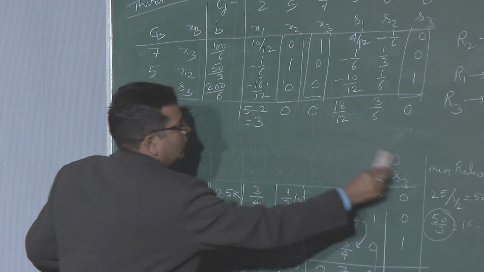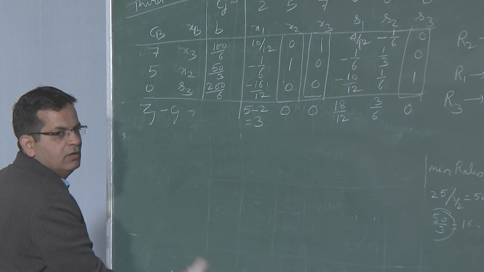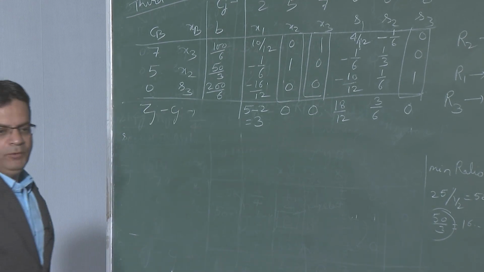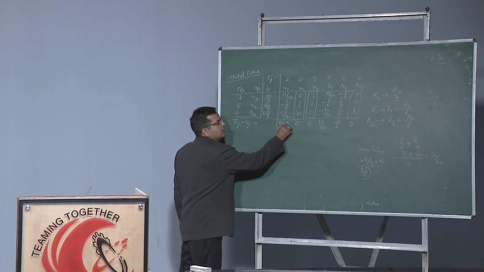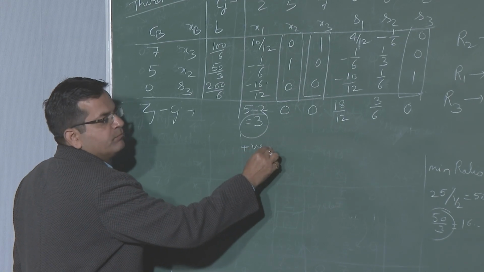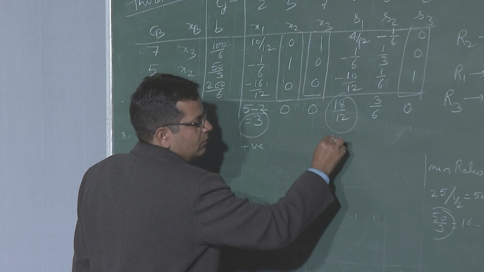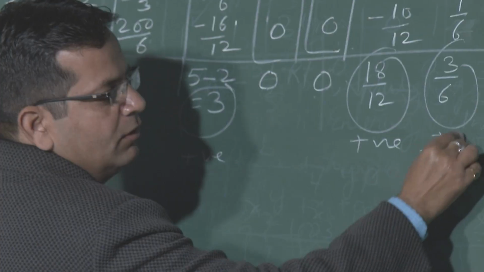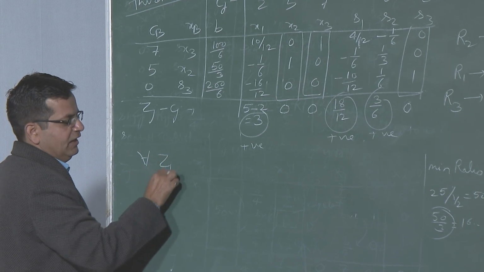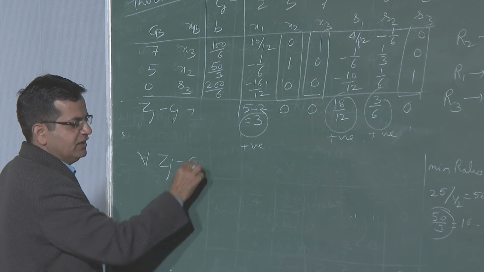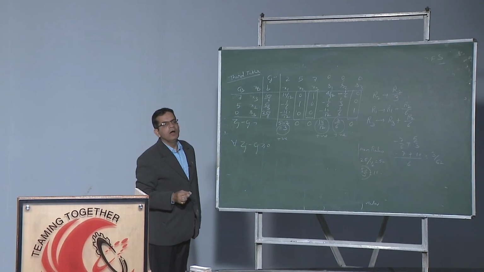Now, we can see all the values of Zj minus Cj become positive or 0. So it means we have reached the optimality criteria. Here we can see this 3 corresponding to S1 is positive, these are 0, 18 by 12 is positive, 3 by 6 is positive. So we have reached the optimality criteria: corresponding to all variables Zj minus Cj is greater than or equal to 0, it means the current basic feasible solution is the optimal solution.